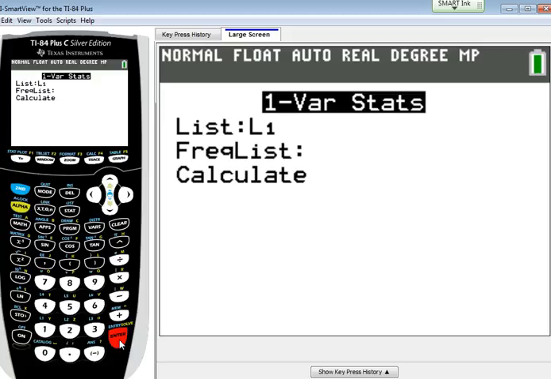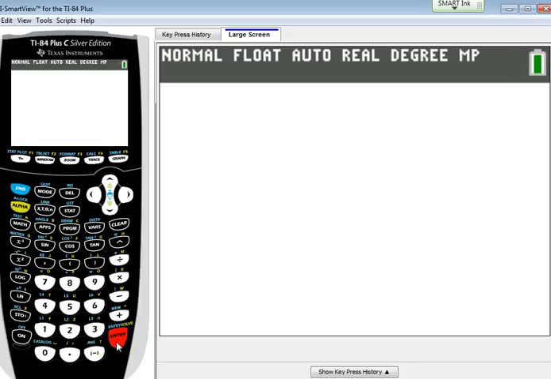Now what you want to do is make sure L1 is in the list, except for Jenna, yours is going to be L2 until I can fix this calculator. And yeah, this one is L1. Once you have this in, just hit enter. And we should get these numbers.